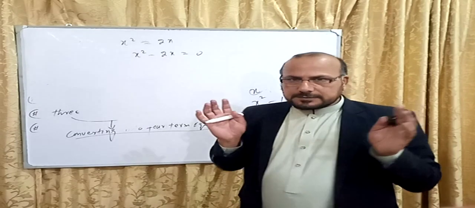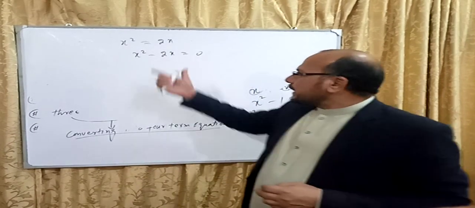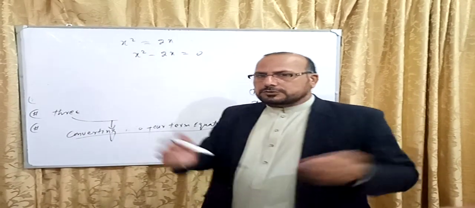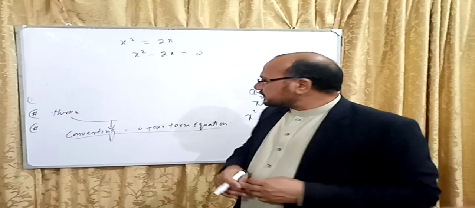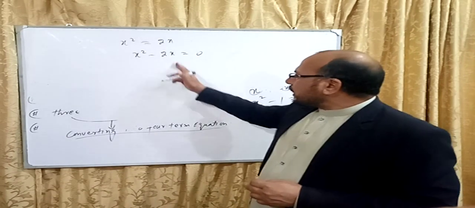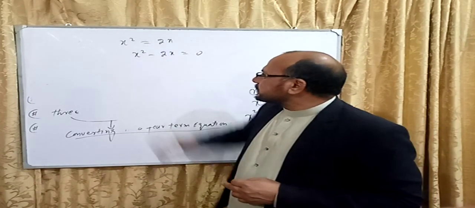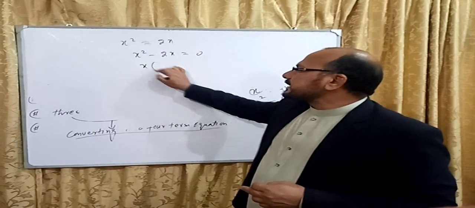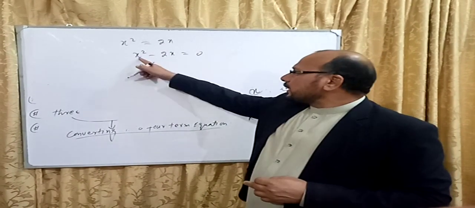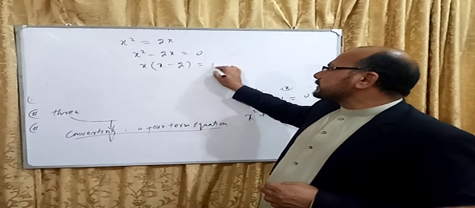The standard form means that the right side should be equal to 0, and on the left side, you should have 2 or 3 terms. It depends on the given equation, but this side should be 0. Now after that you will search out what is common in these two. So here, we have the common element, that is x. Now what is remaining here? x, and here minus 2 equal to 0.